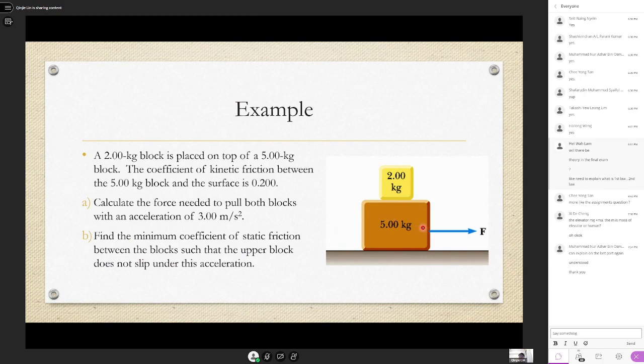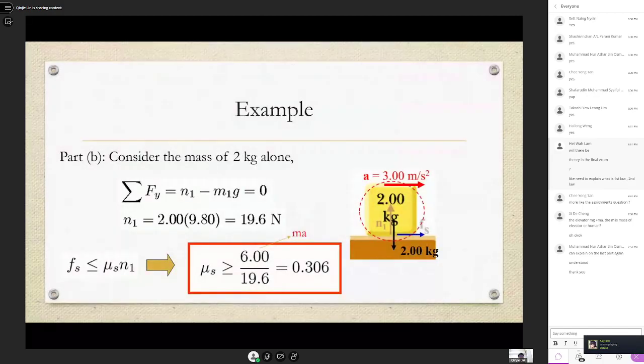imagine if you pull the bottom block so fast, with a lot of force to the right, what happens? This 2 kg block will want to fall back, correct? So what is preventing this 2 kg block from falling back? It is the friction between the surfaces. If there is enough friction, this 2 kg block will not fall backwards. It will continue to the right with the 5 kg block. Because of this friction, they ask you to find the minimum coefficient of static friction between the blocks. So that's what's supposed to happen for part B.